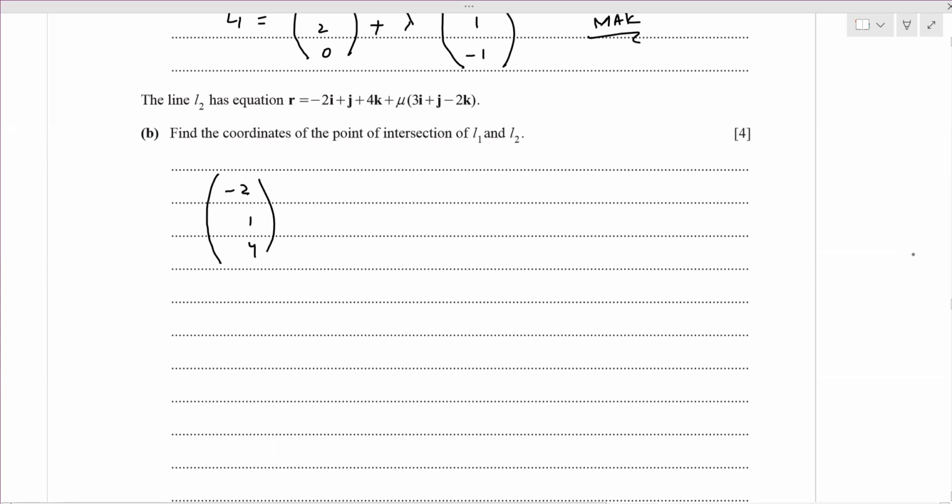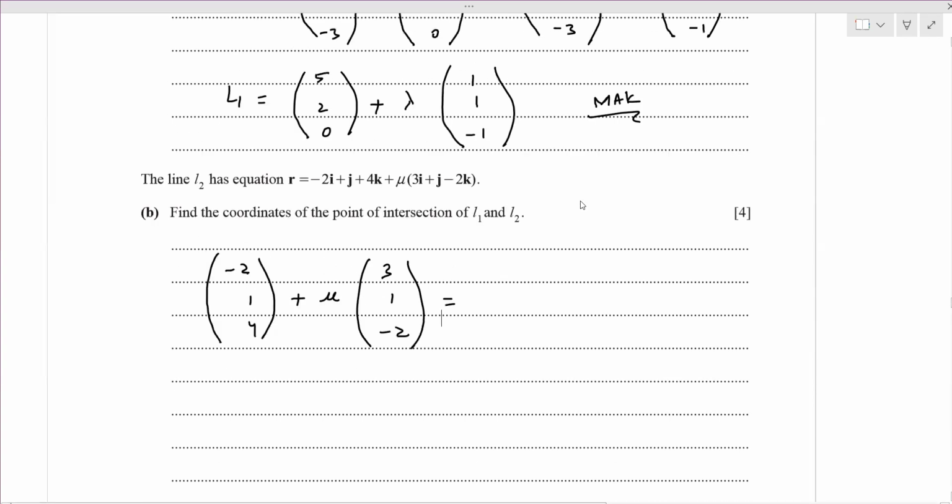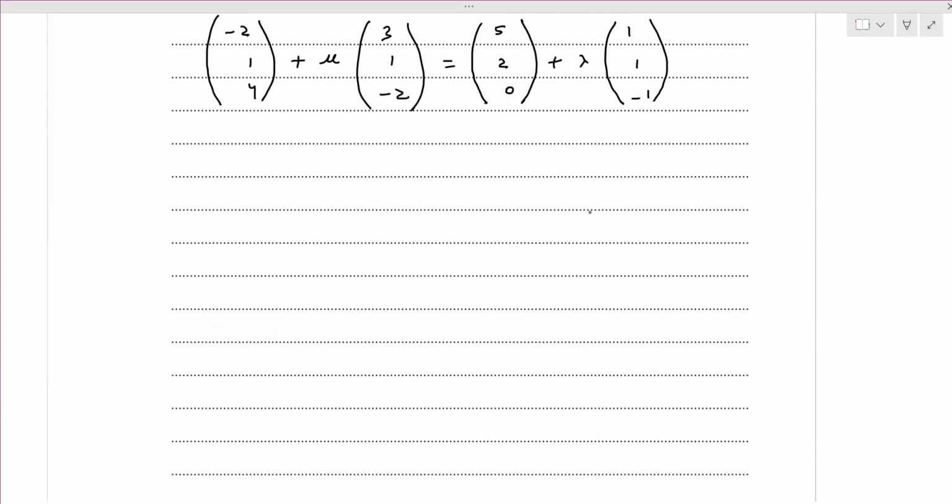-2, 1, 4 plus mu times 3, 1, -2 is equal to line L1, which we have written above. This one will be 5, 2, 0 plus lambda times 1, 1, -1. So now equate x with x. -2 plus 3 mu is equal to 5 plus lambda. Therefore, lambda is equal to 3 mu minus 7.